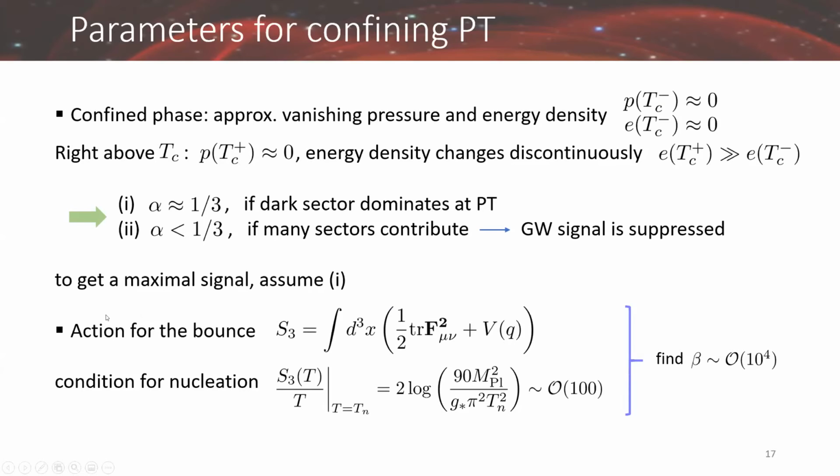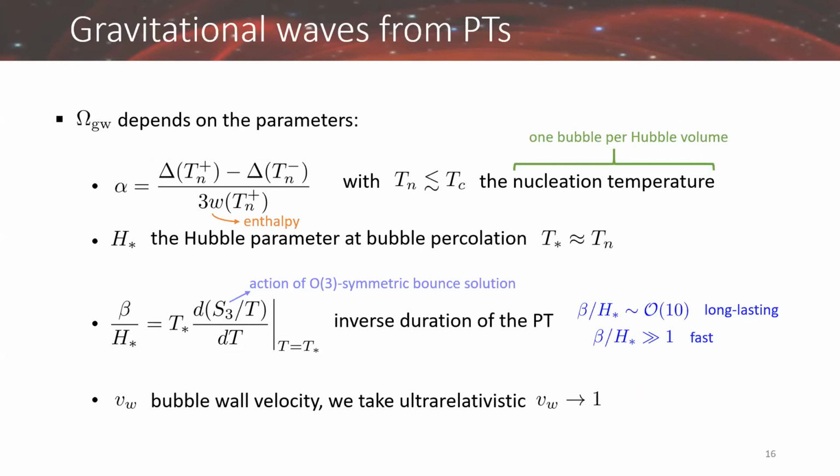So then you proceed, you have the action for the bounce given by that. You can find the nucleation temperature by this condition here when the action divided by the temperature is order 100. And this is enough to find the parameter beta. And in these confining models, we find them to be order 10 to the 4th, which fit this fast category of phase transitions.